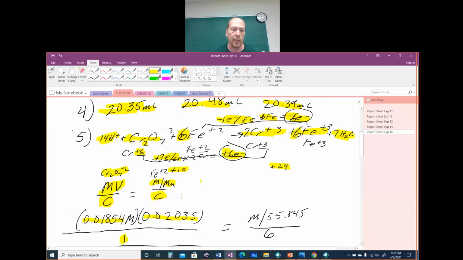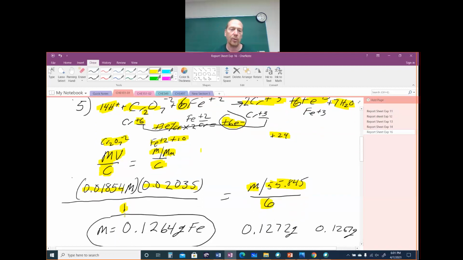On the other side, we're looking at our iron +2, so we want the mass of the iron +2. We have our coefficient, which is now 6. The molar mass of your iron from the periodic table is 55.845. Then we solve for the mass. When you do that, you get 0.1264.